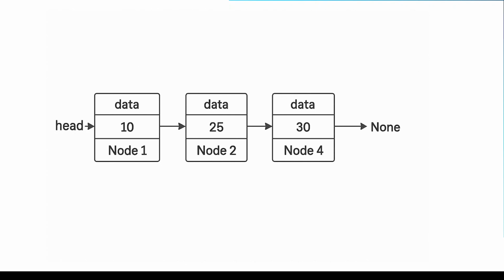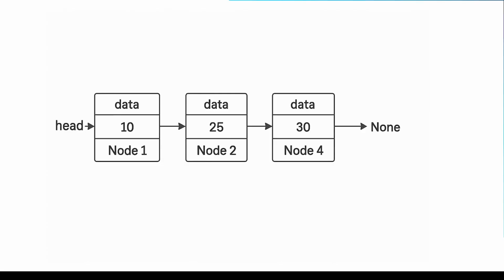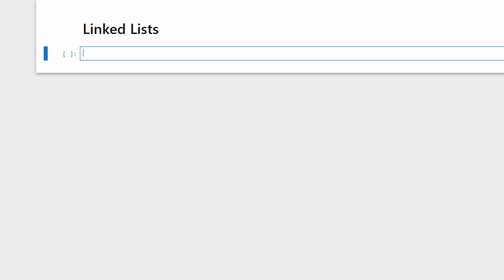To access items in a linked list, we'll start from the head and follow the next until we get to the last node that is pointing to none. And this process is called traversing the list. So let's see it in action. We're going to be creating a simple node class, build a few nodes and link them together to form a basic linked list. So we'll start by creating the class node.